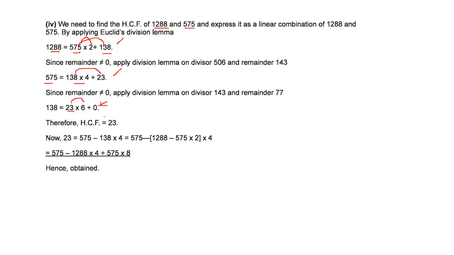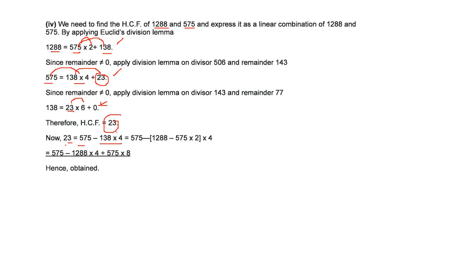So 23 is the HCF. Now, 23 can be written as what? 23 can be written as 575 minus 138 into 4. So 575 minus 138 into 4 is 23.